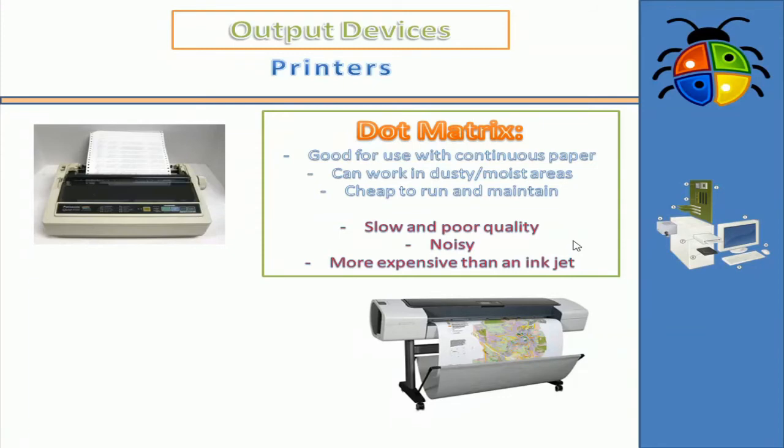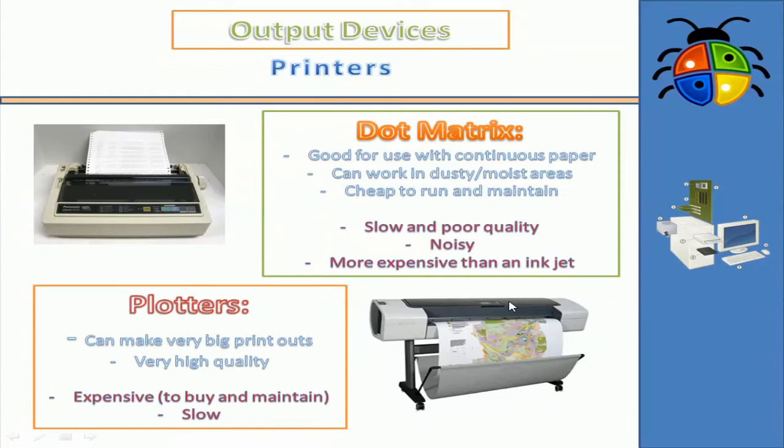Okay, and our last one is this big thing here. This is really big. It's a plotter, or a graphics plotter. These are for making things like posters or big banners or really big printing jobs. So if you wanted to do a big advertisement outside of your school, you would usually use a plotter to do it. These can make really big printouts, and they're very high quality. Downsides is they're expensive, of course, to buy and maintain if you want to keep up the quality, and they're slow.